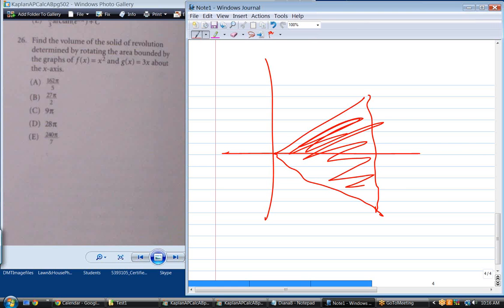So if I was solving this problem, I would use disks. I guess you can always use washers, and the inside radius can just always be 0. I don't know if it's easier or harder, but that would be the equivalent of using disks. You see what I'm saying? Yes. Okay.